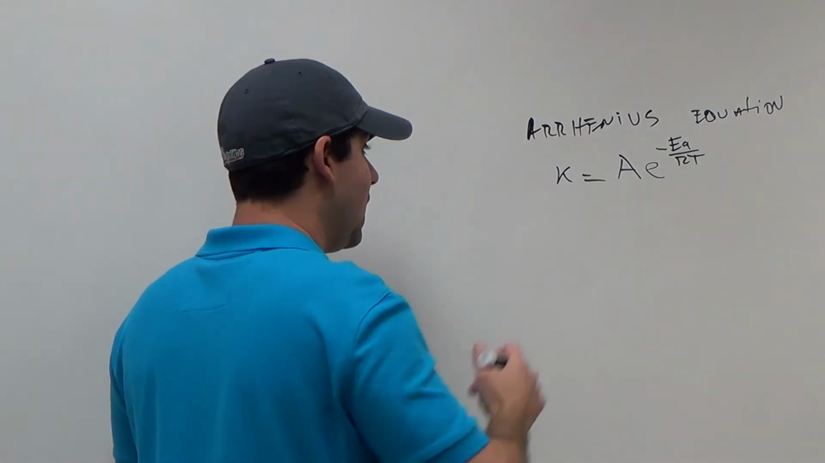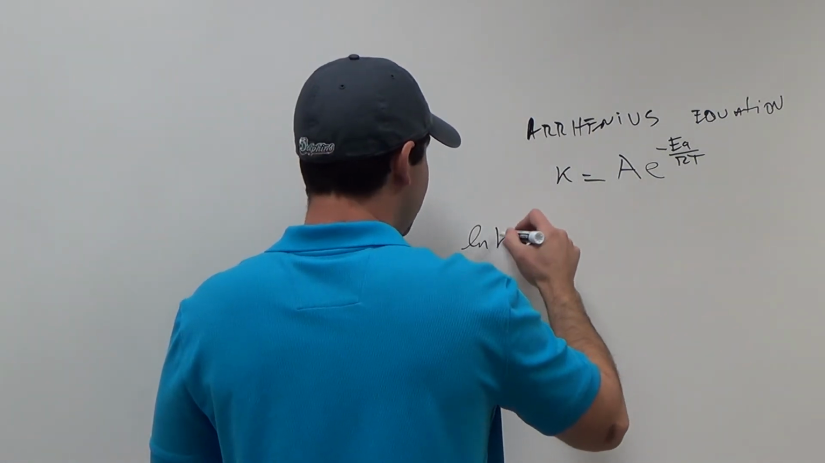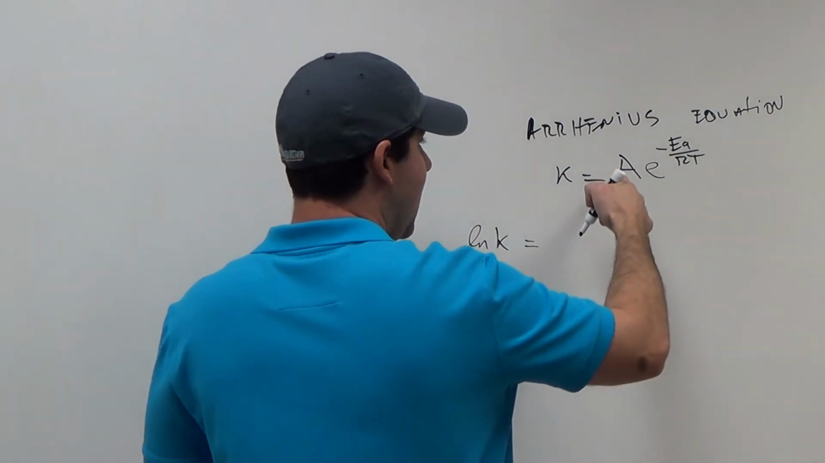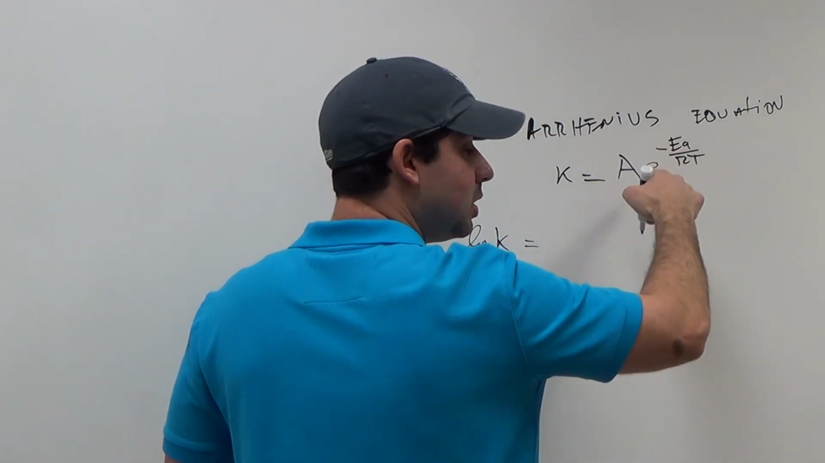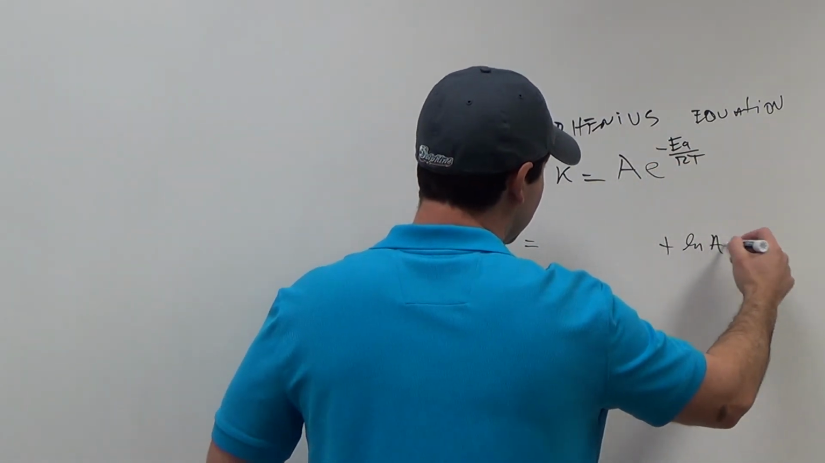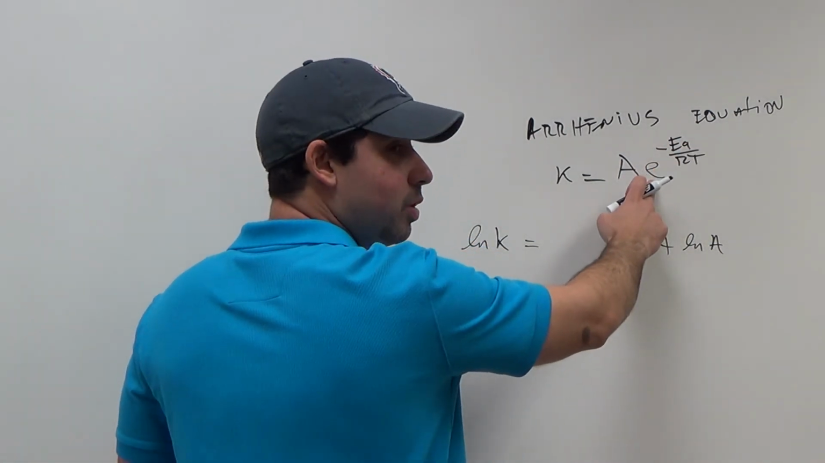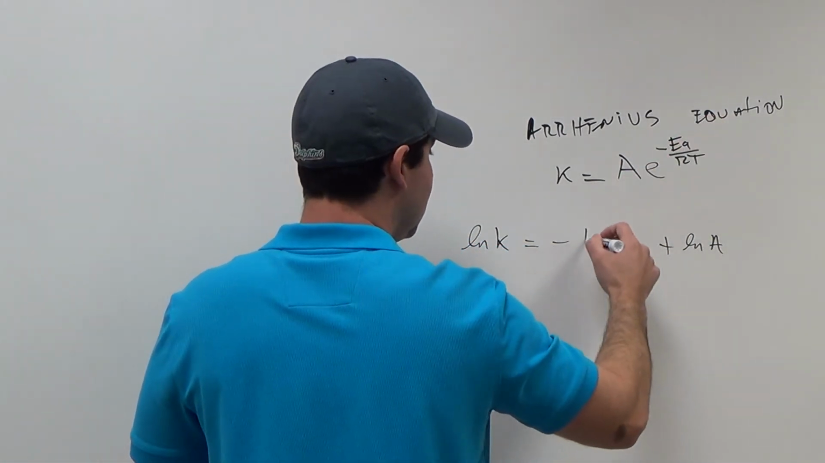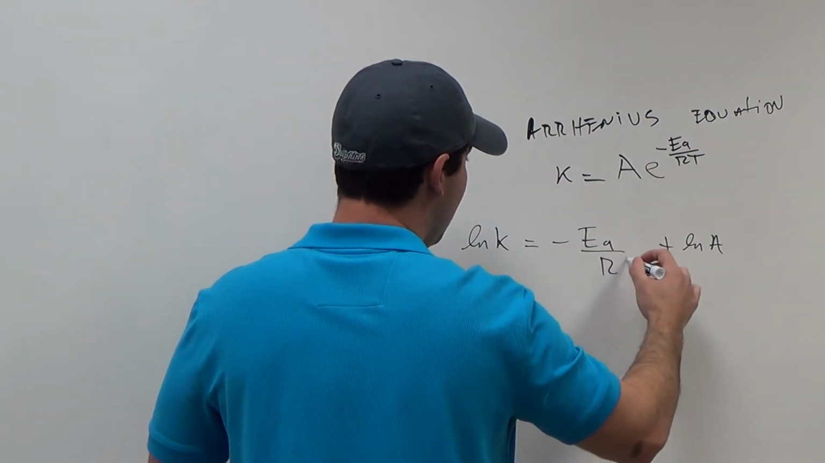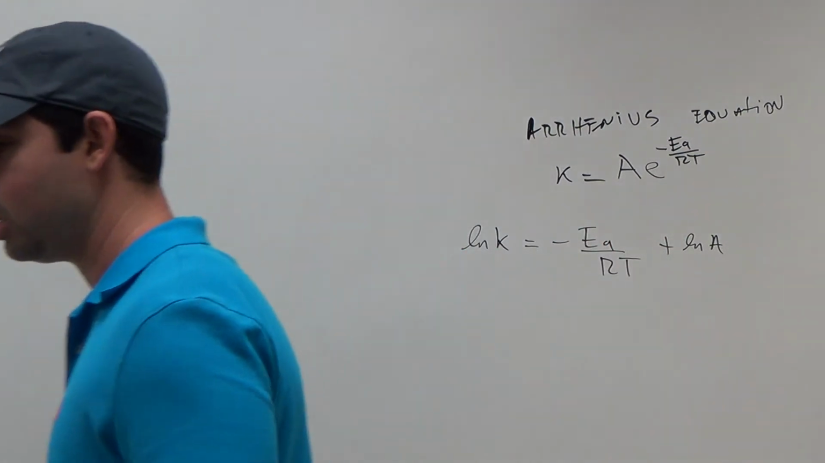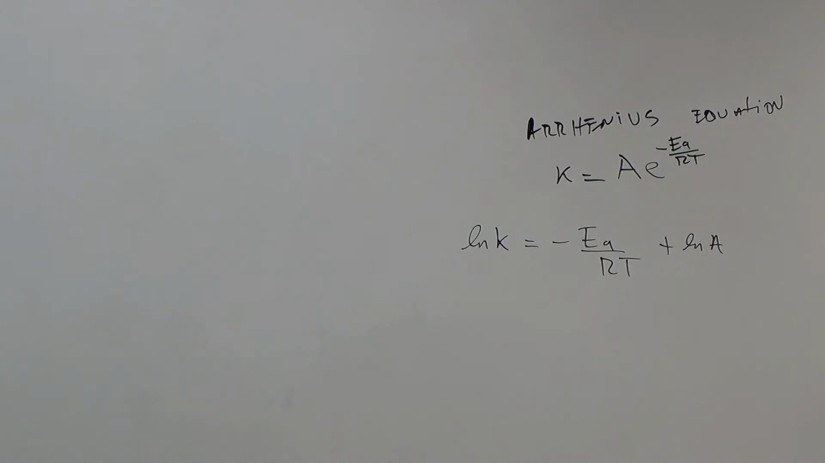ln both sides. ln everywhere. ln of k equals ln of the term that's multiplying it, plus ln of A. And since we're doing the ln to get rid of this e, the exponent drops down, just minus Ea over RT. And this is a new Arrhenius equation that has been mathematically manipulated. Is that still the Arrhenius equation? That is still the Arrhenius equation. It's just a different form.